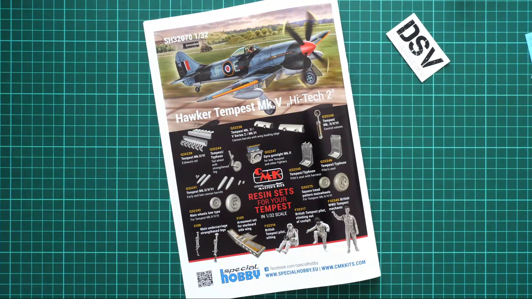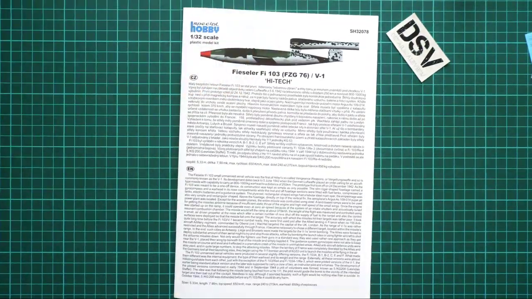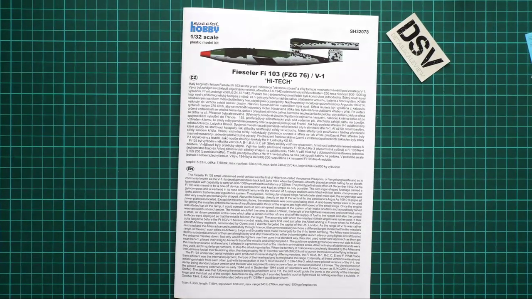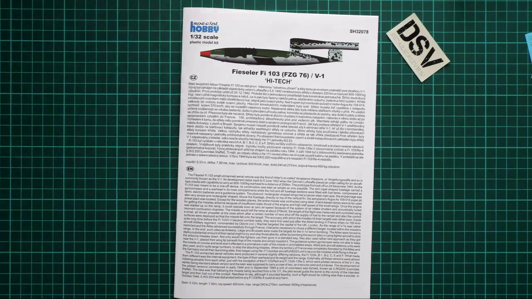So as I said before, this kit should be already available for purchase on the official Special Hobby website. The price is quite reasonable, so if you would like to build something unusual, better check it and maybe order it from their website.